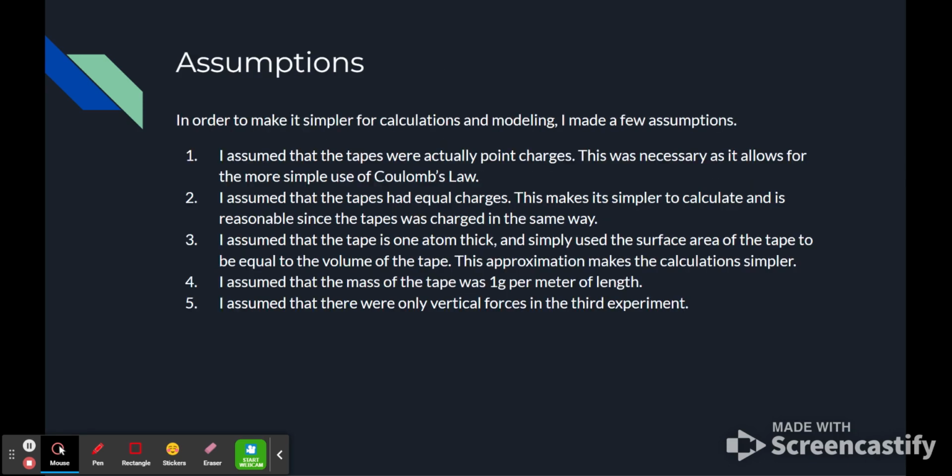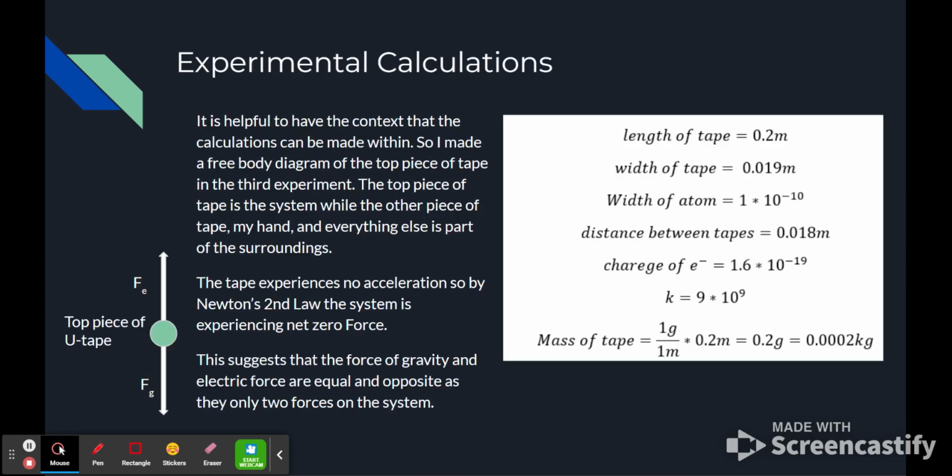Some assumptions that make the calculations easier. I assume that the tapes are actually point charges. This was necessary as it allows for the simpler use of Coulomb's law. I assume that the tapes had equal charges. I assume that the tape is 1 atom thick. I assume that the mass of the tape was 1 gram per meter of length, and I assume that there are only vertical forces in the third experiment.